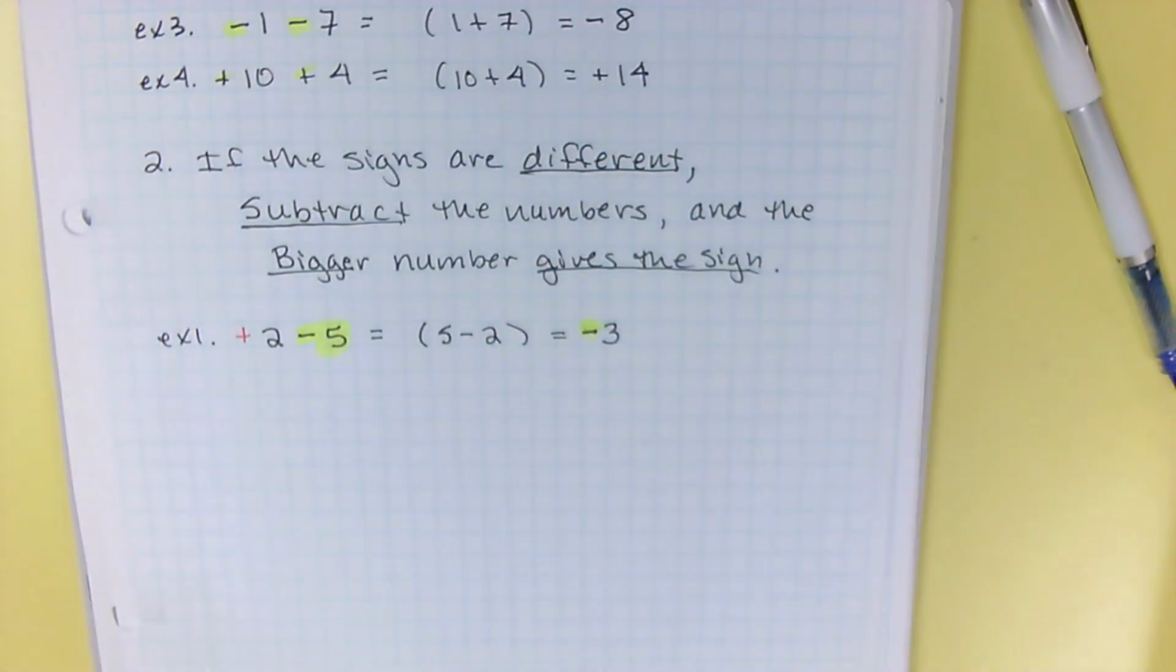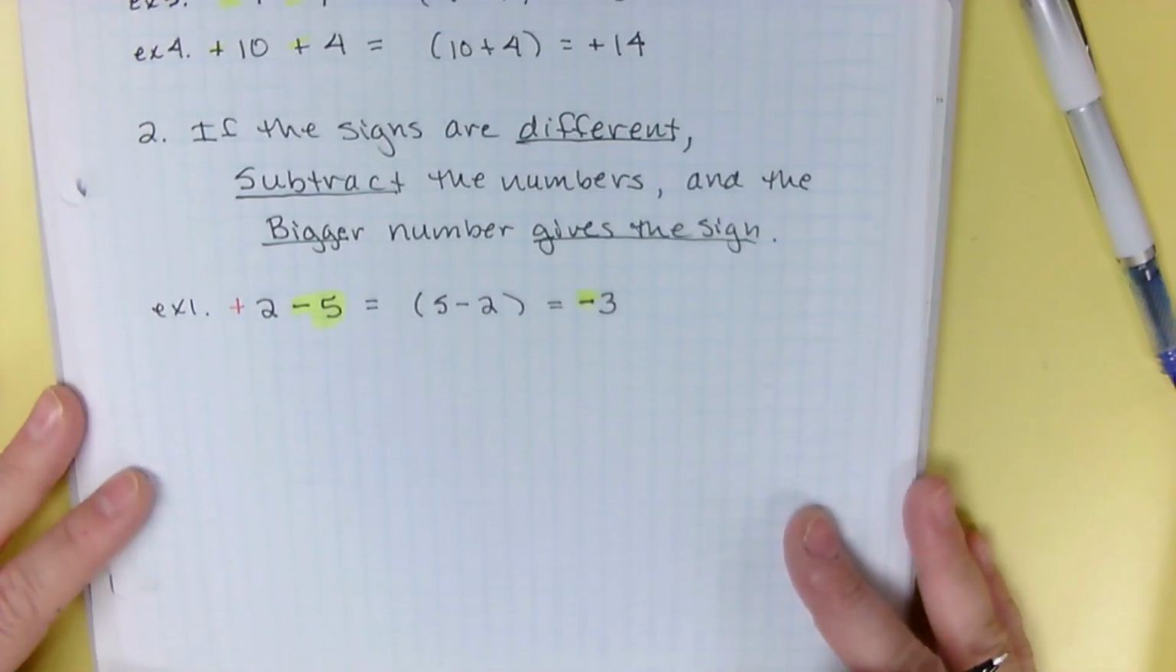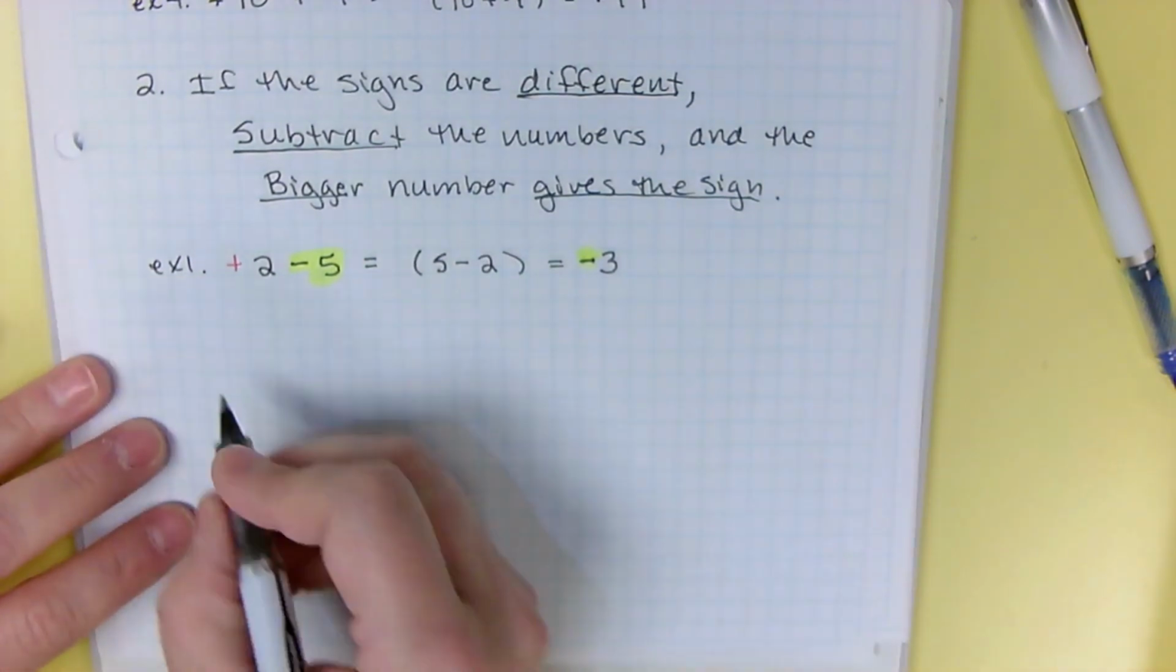This is so much easier than going, oh, you go left and then you go right, and then you go up and you go down and you count twice and reverse something. No, it's not easy. The bigger number gives the sign. Very easy rule if you can remember it.